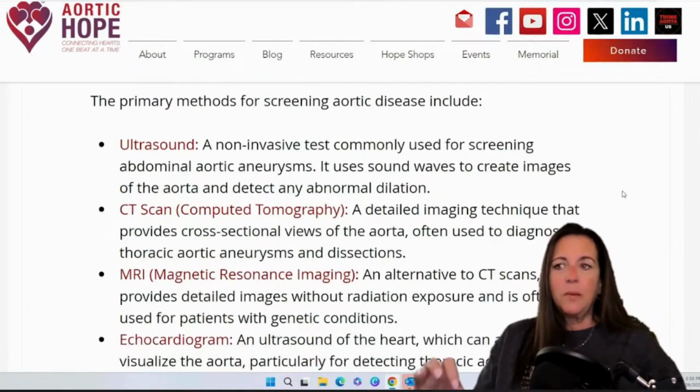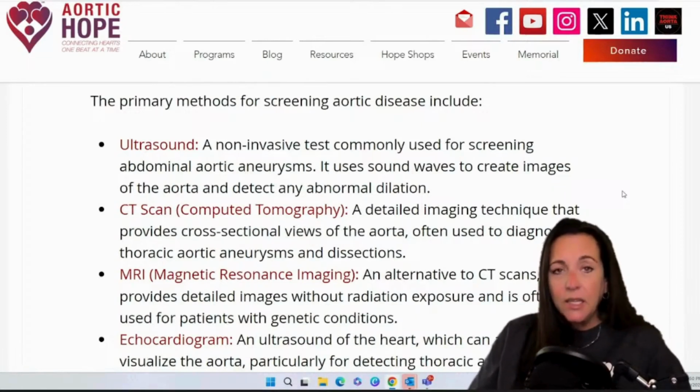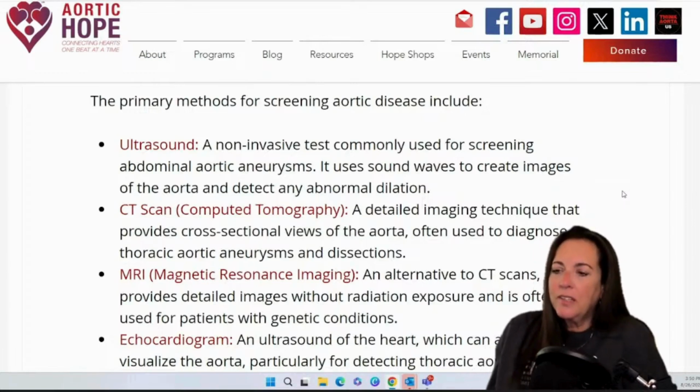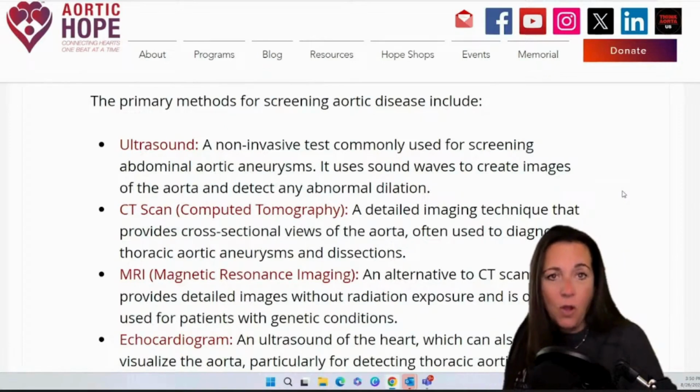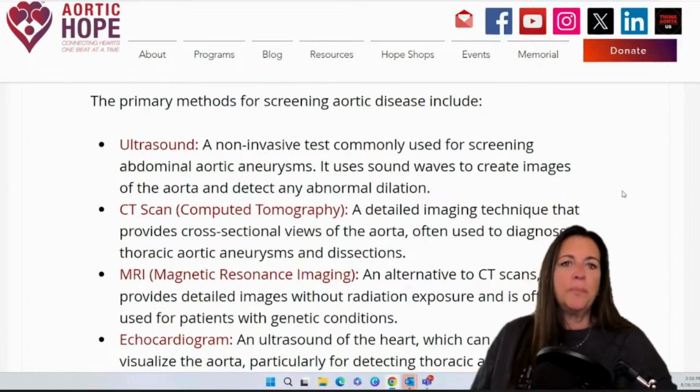Now let's talk about magnetic resonance imaging, or MRI. Sometimes people will also say they get an MRA. We're talking the same thing, okay? But it's an alternative to a CT scan, and MRI provides detailed imaging without radiation exposure. Now, the radiation exposure you get in a CT, especially if you are getting it low dose, which is pretty typical, it's extremely small, but I can understand why people would have some anxiety around that. So it's a conversation you need to have with your physician, okay?